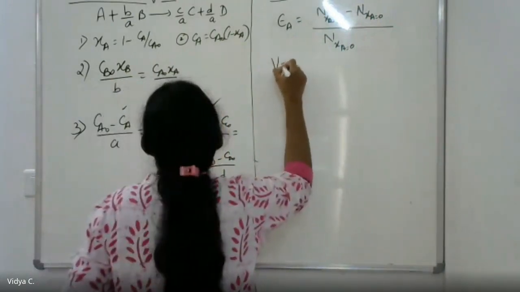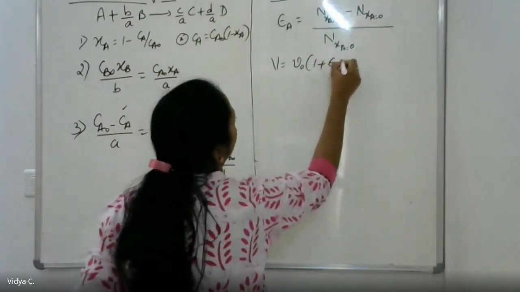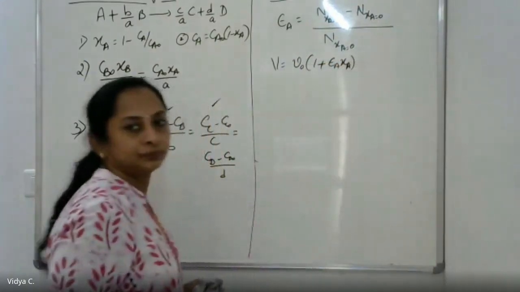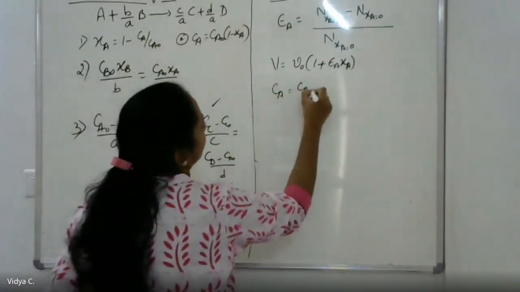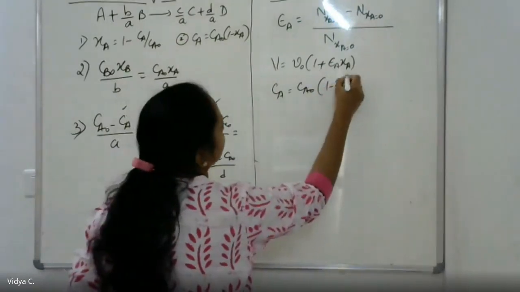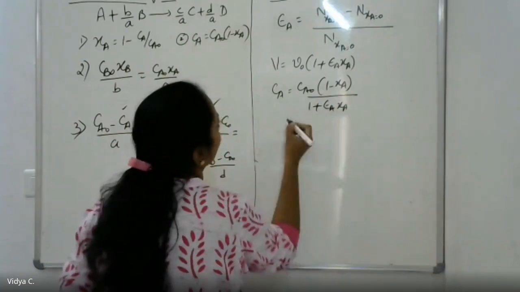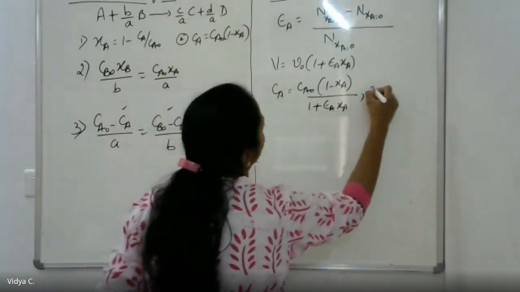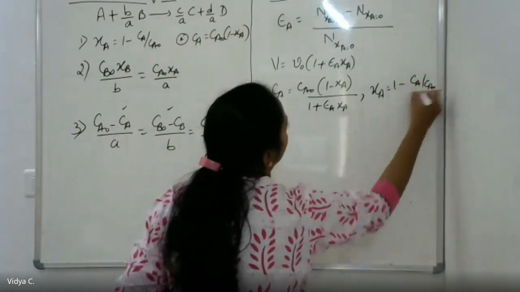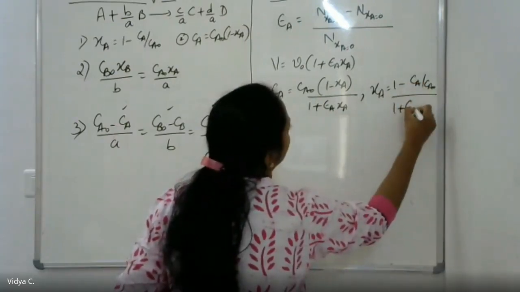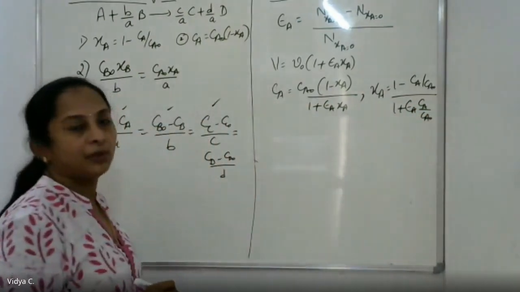And V is equal to V naught into 1 plus epsilon A XA. And CA can be written as CA naught into 1 minus XA by 1 plus epsilon A XA. And XA can be written as 1 minus CA by CA naught, divided by 1 plus epsilon A into CA by CA naught. This is a very important formula.